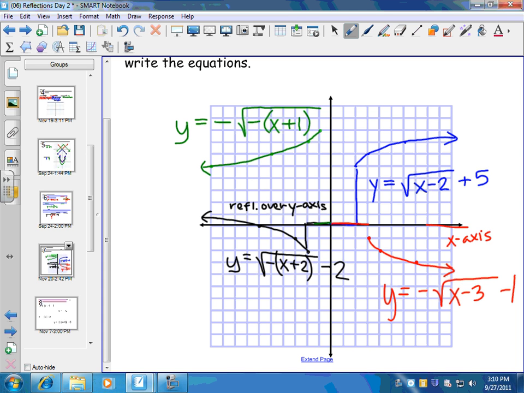Negative has to apply to the whole entire thing, though. From there, it was also moved up 2, 4, 6, 8. So I'm going to have a plus 8 on the outside.